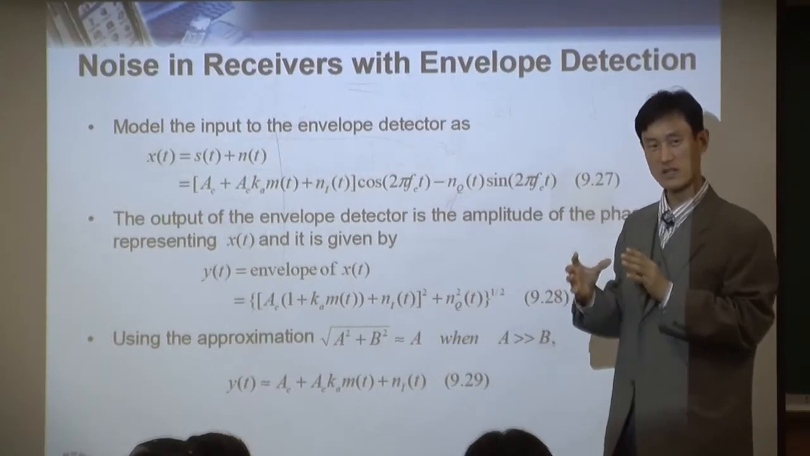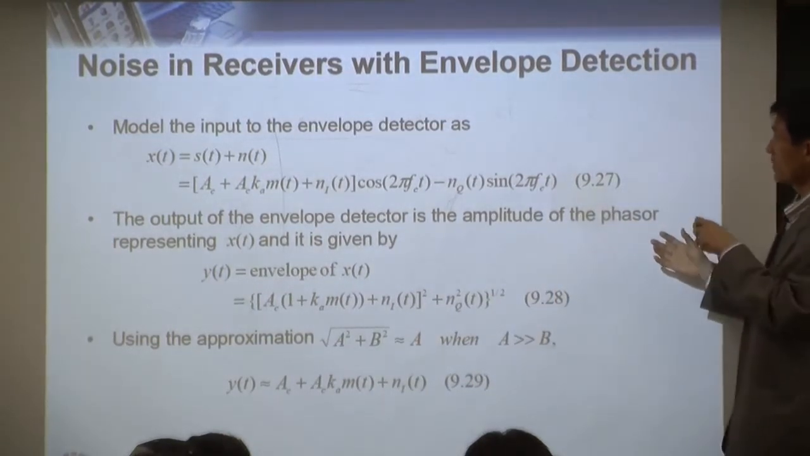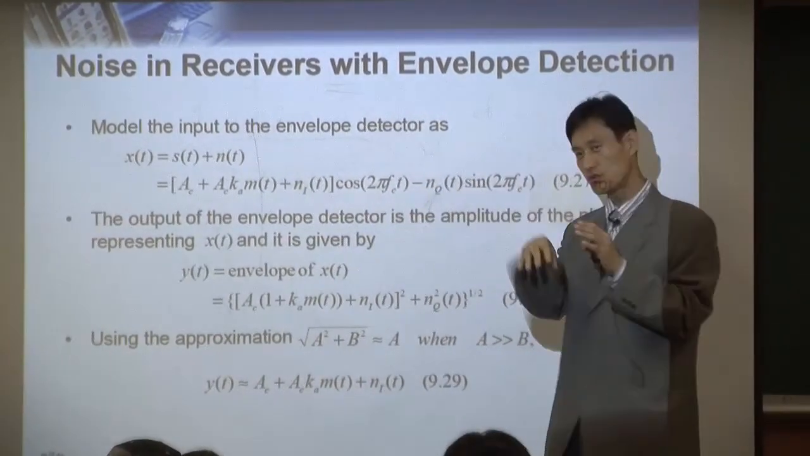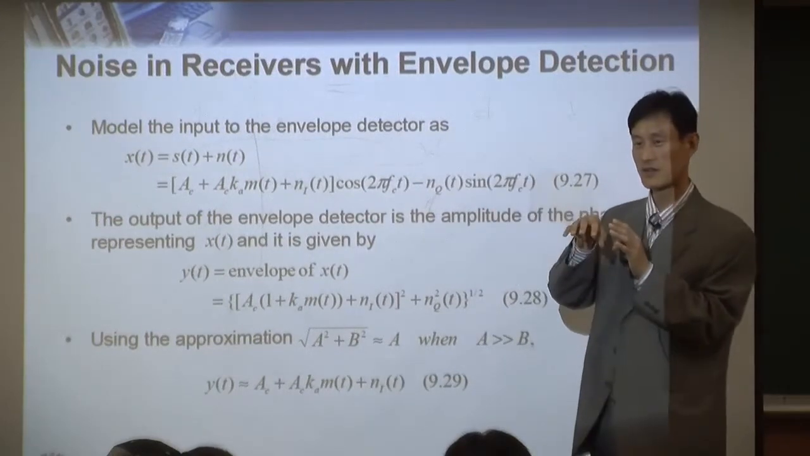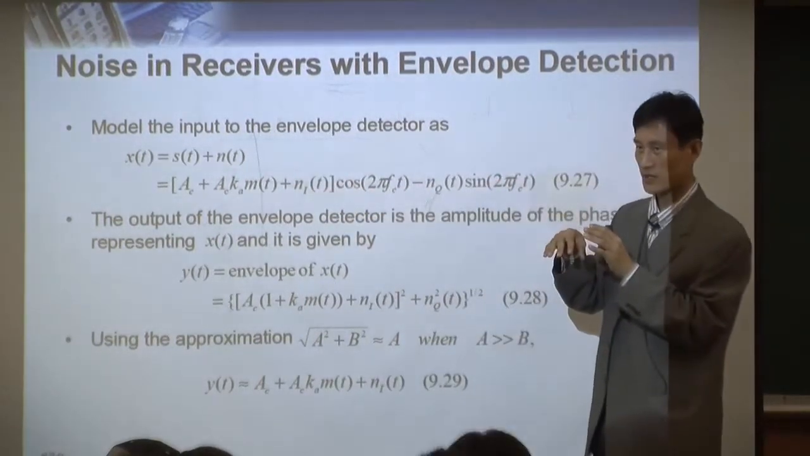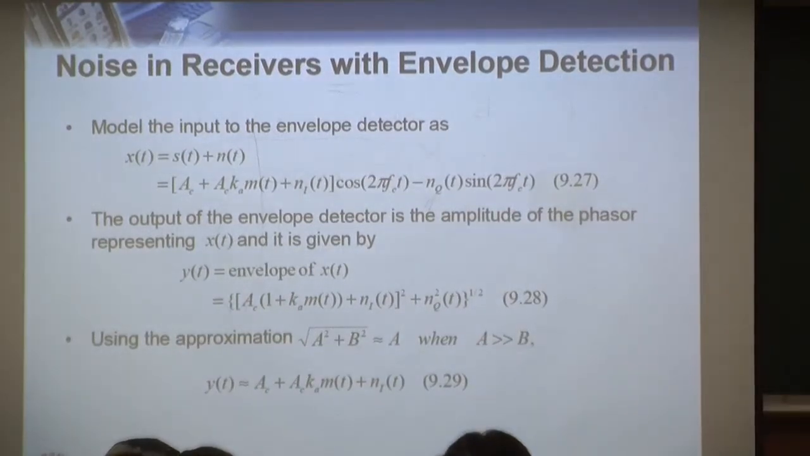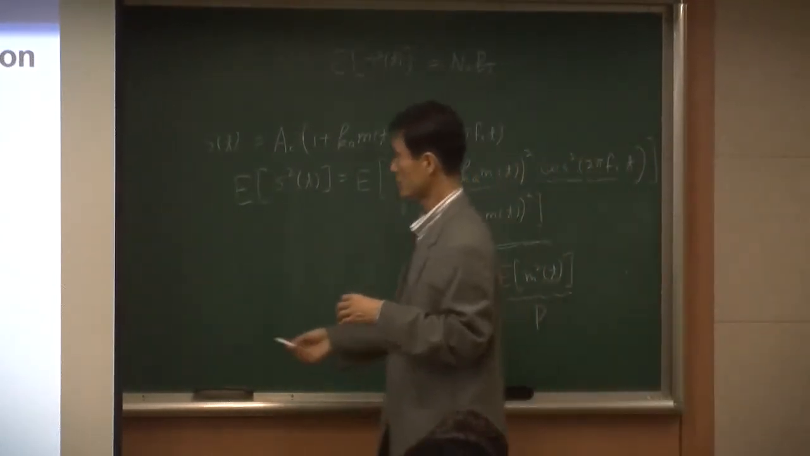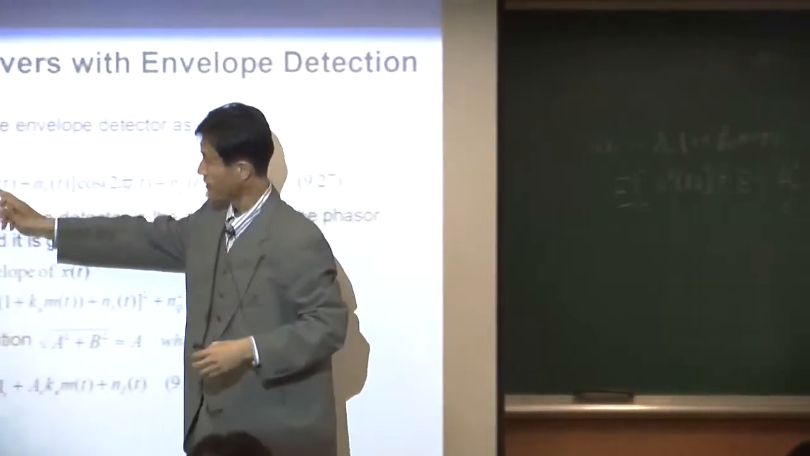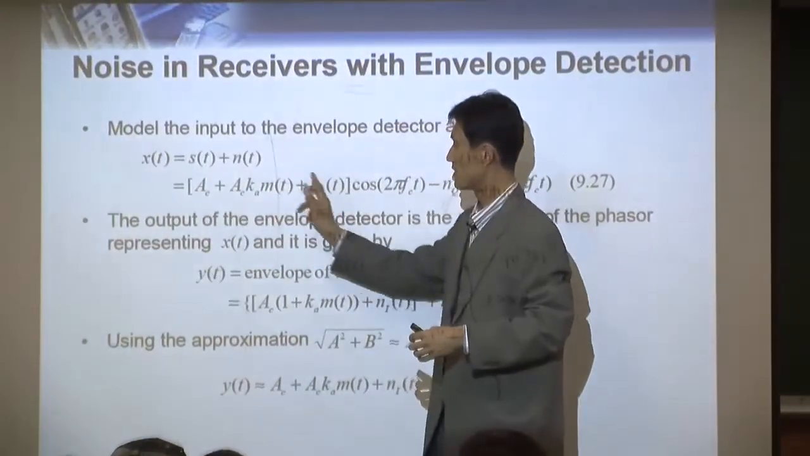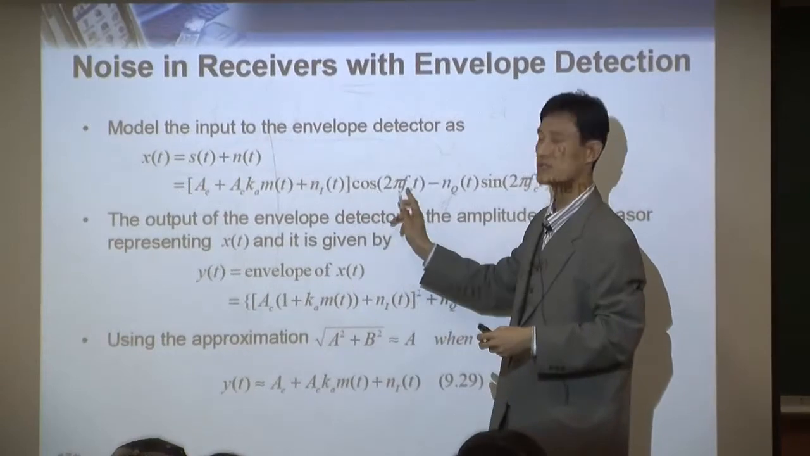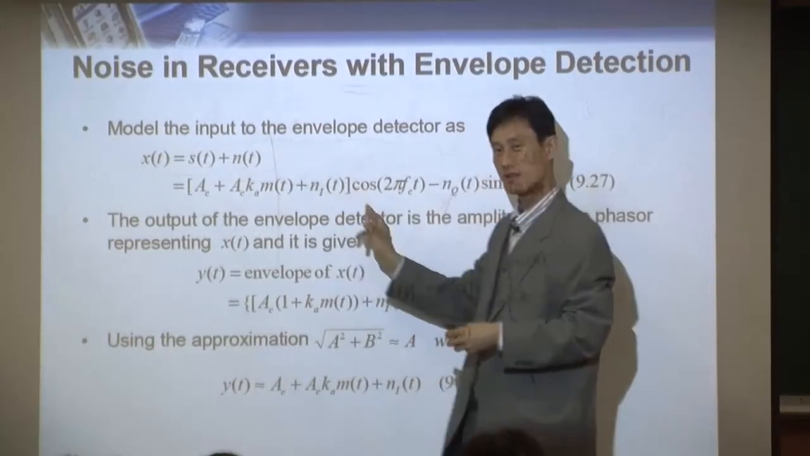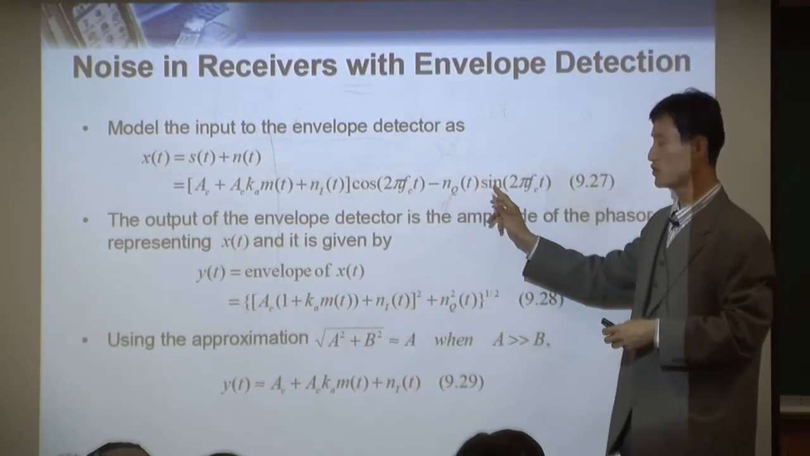And what is our demodulator in this case? Envelope detector is our demodulator. So we put this signal into the envelope detector. What does an envelope detector do? It simply detects the envelope. In this case, you can see this whole thing is the amplitude of cosine, and this one is simply the amplitude of sine.